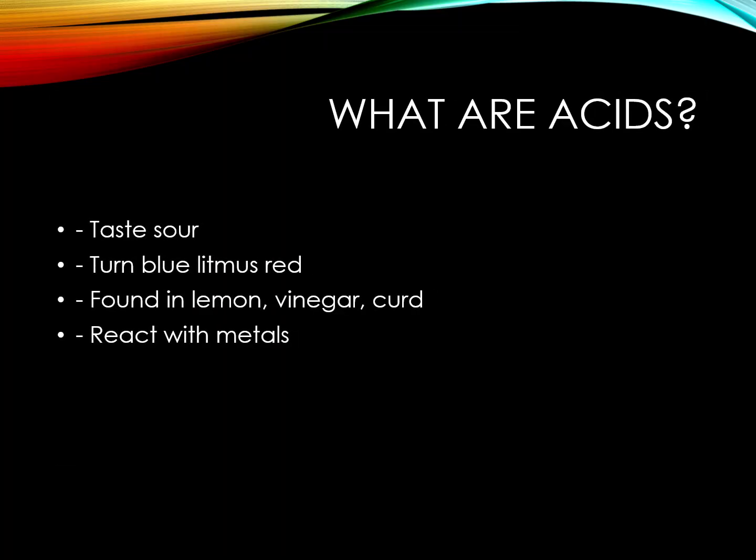So first one is, what are acids? Acids are substances that taste sour. They turn blue litmus paper red. Some common examples of acids are lemon juice, vinegar, and curd. Acids are found naturally and are also used in our daily life.